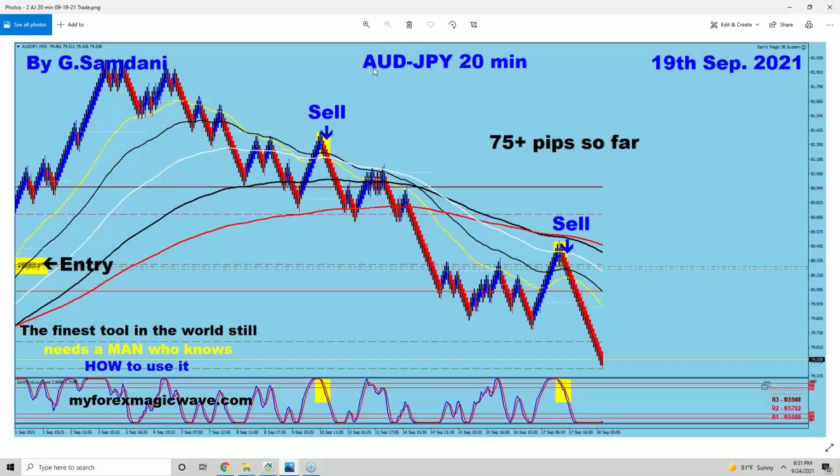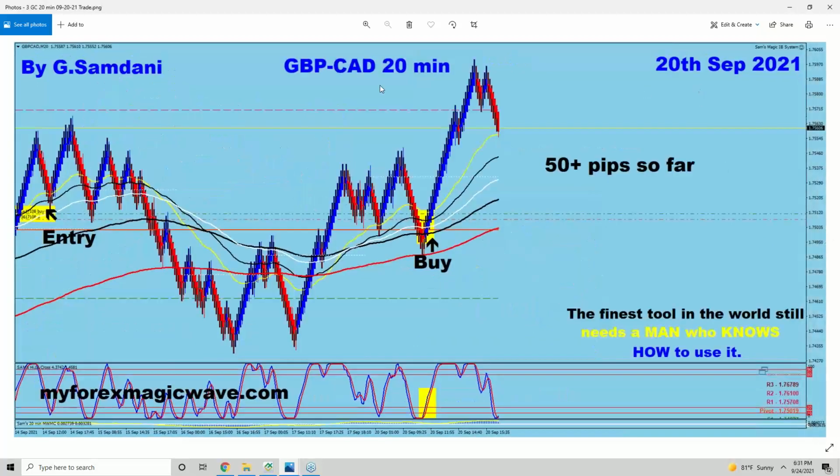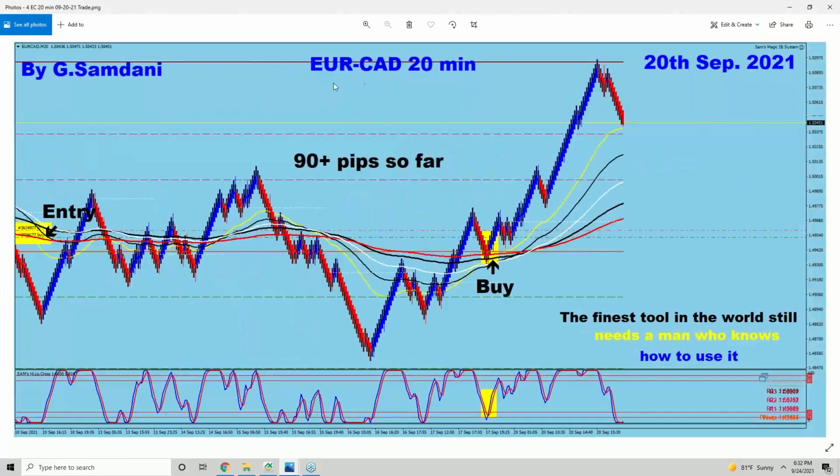On the 19th again, Aussie Yen, all Yen pairs were dropping, so I got this one as well. It's 75 pip, sell order here, right? And then on the 20th, Pound CAD, 50 pip to the upside, a long trade, just the opposite of the short. All the conditions reversed. This indicator is pointing all the way down. Yellow is above the black. Price is making a higher low. Red candle turns into blue. Now on the 20th again, EURCAD, same condition, same setup. Buy order here for 90 pip.